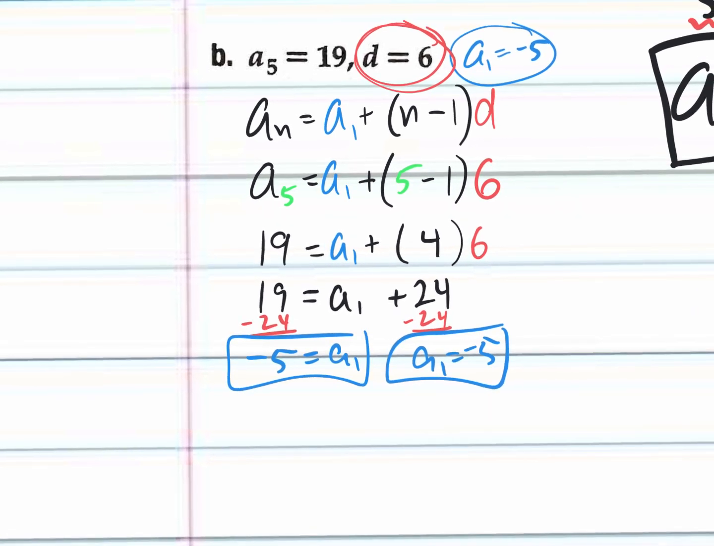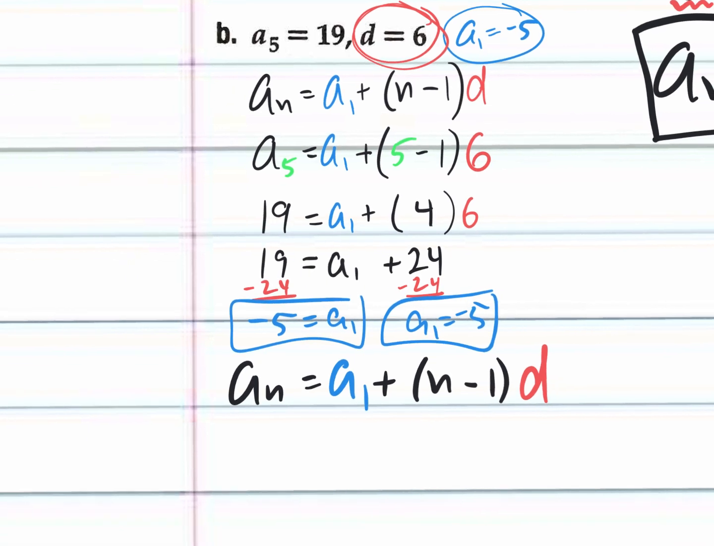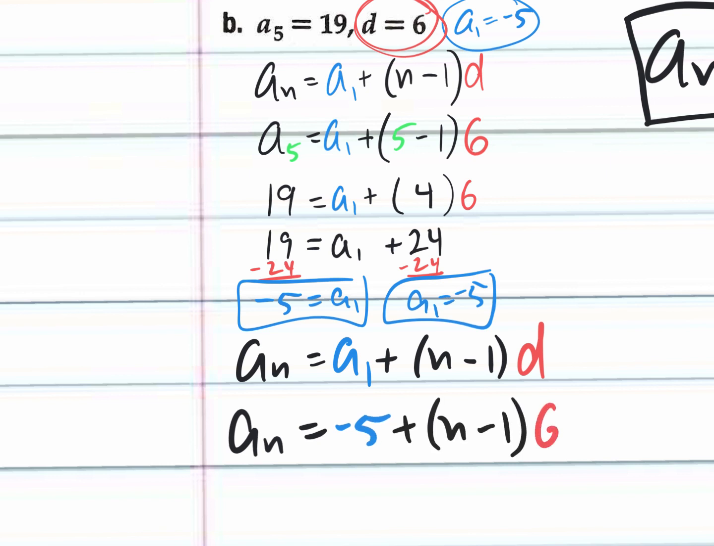So right here we have our a sub n rule. A sub n equals a sub 1, which we know is negative 5, plus n minus 1 times that common difference d, which in this case is 6. So I'm going to plug in those values. So I have a sub n equals negative 5 plus parenthesis n minus 1 times the common difference 6.